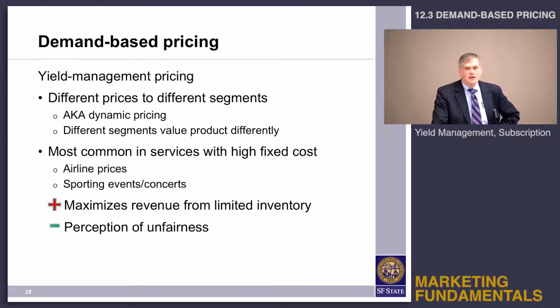Rather than paying a fixed price, the price of a ticket for a concert may vary depending on how fast the tickets are selling. If it's a hot concert, the price might go up to maximize revenue. If it's not a hot concert, the prices might drop in order to fill the arena or fill the venue. The advantage is it maximizes inventory. The disadvantage is there's a perception of unfairness. I'm experiencing the same service, so why should I get a different price?